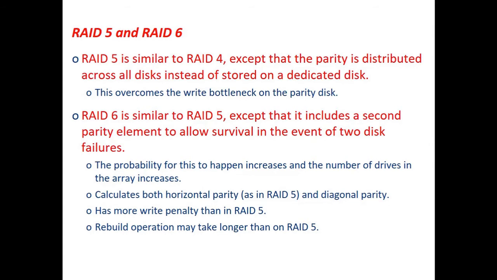The probability for this to happen, that is the event where two hard disk drives fail, increases as the number of drives in the array increases. It calculates both horizontal parity similar to RAID 5 as well as the diagonal parity. So RAID 6 has more write penalty than RAID 5.